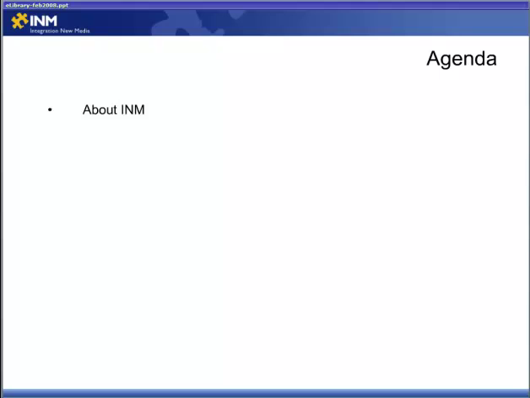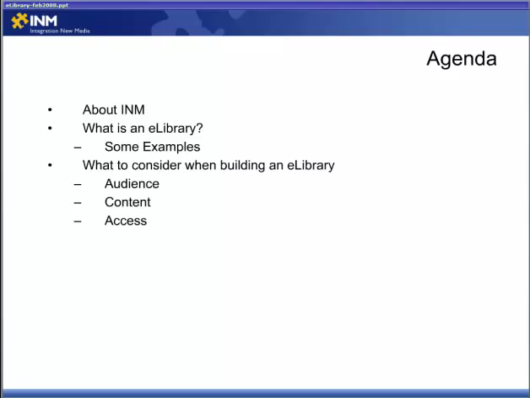Then we're going to take a look at an eLibrary. So we'll look at a definition for an eLibrary so we're all on the same page with what we're talking about. We'll also look at some examples of eLibraries. Then we'll start to get into the best practices and what you should consider when building an eLibrary. So we'll look at the key elements of audience, content, access, and we'll get into each of those in a little more detail.